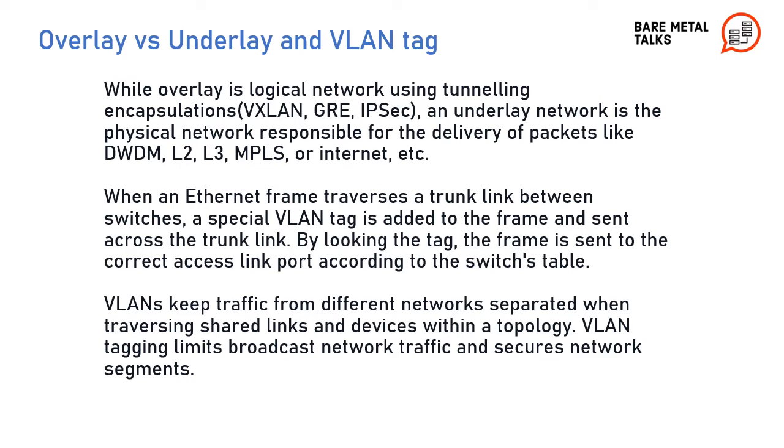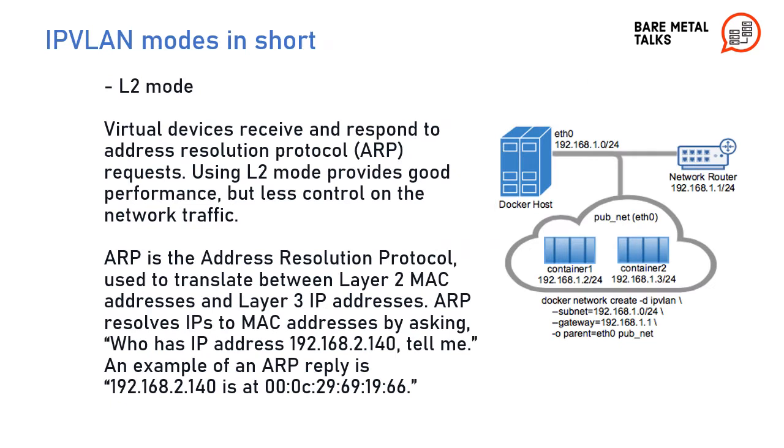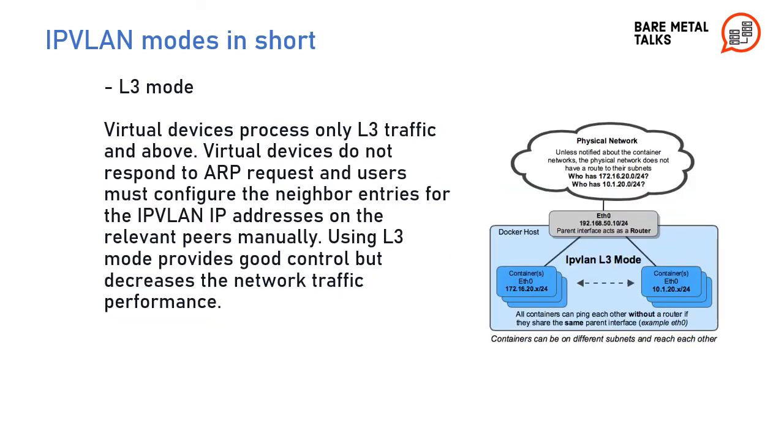Let's also have a look at IPVLAN Layer 2 and Layer 3 modes quickly. Layer 2 mode. Virtual devices receive and respond to address resolution protocol requests. Using Layer 2 mode provides good performance but less control over the network traffic. Address resolution protocol is used to translate between Layer 2 MAC addresses and Layer 3 IP addresses. IPVLAN Layer 3 mode. Virtual devices process only Layer 3 traffic and above. Virtual devices do not respond to address resolution protocol requests, and users must configure neighbor entries for the IPVLAN addresses on the relevant peers manually. Using Layer 3 mode provides good control but decreases the network traffic performance.